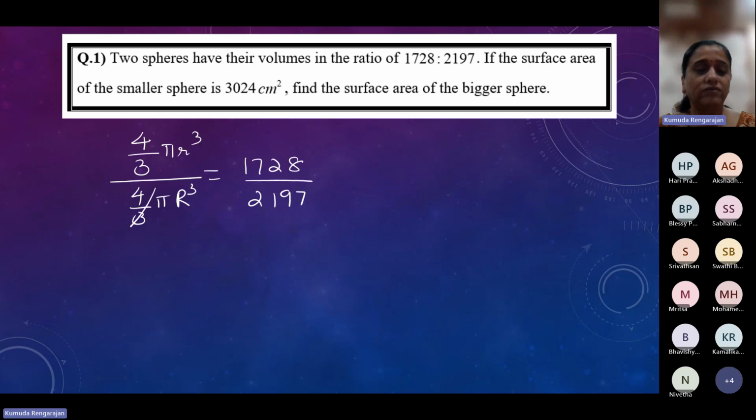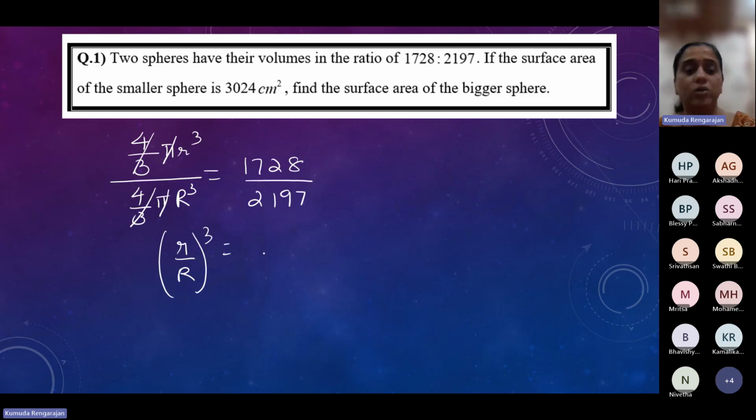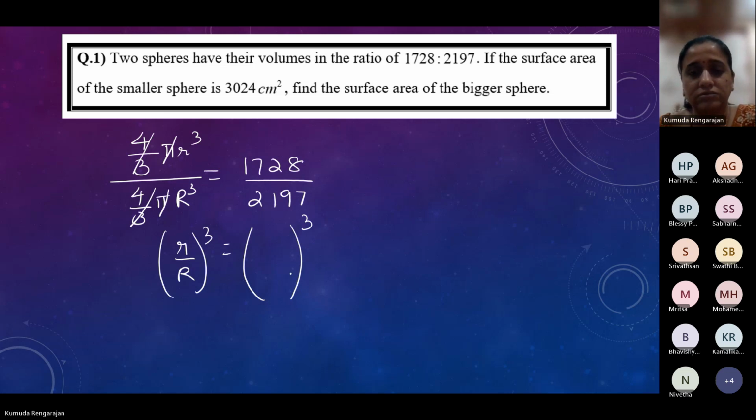So 4/3 in the numerator and denominator gets cancelled, and pi gets cancelled. So we have r by R, the whole cubed, is equal to what? What's the cube root of 1728? Or how can you express 1728 by 2197 as a perfect cube? Yeah, 12 by 13. 12 by 13.